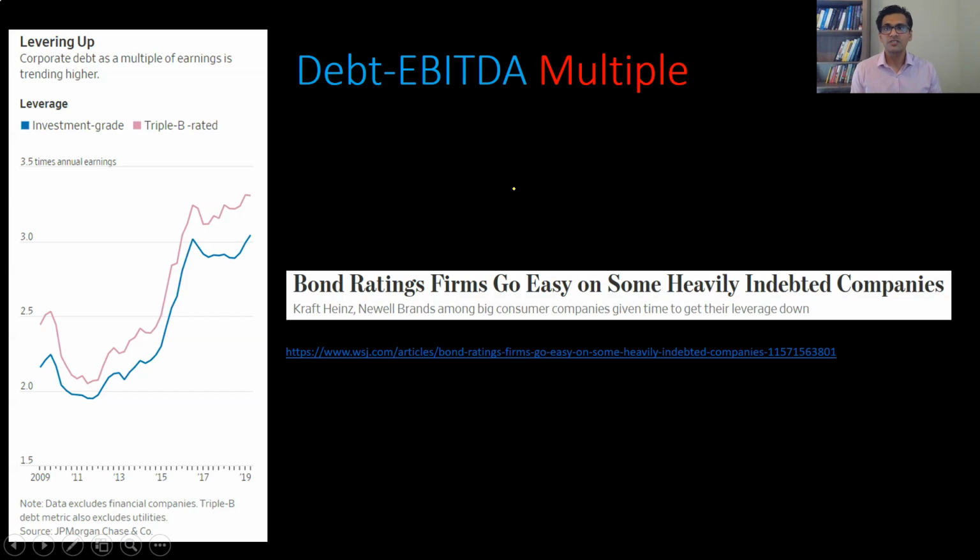news article that came out in the Wall Street Journal recently was this, where it shows that credit rating agencies over time have become a little bit lenient in giving high credit ratings to these firms. So this article, very interesting article, here's the link. It says bond rating firms go easy on some heavily indebted companies. What is this article showing?